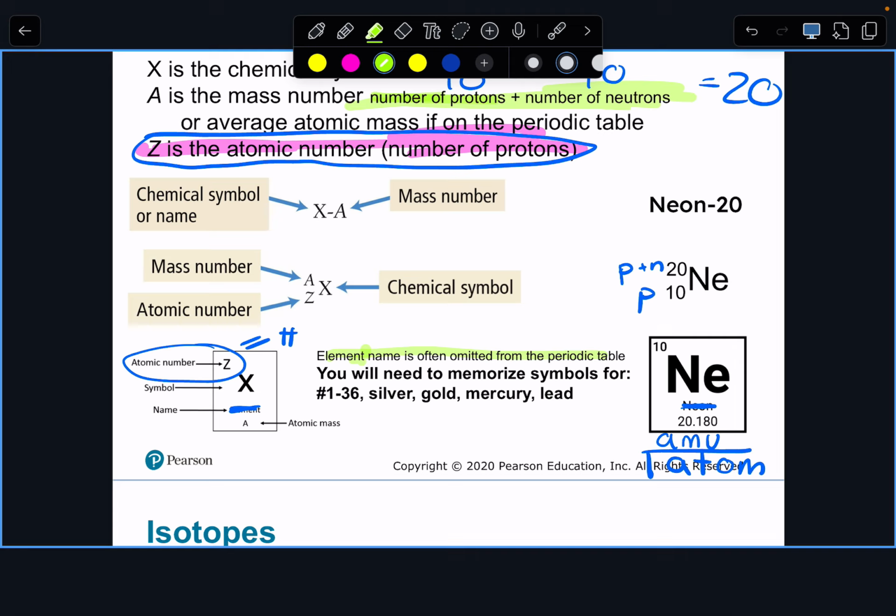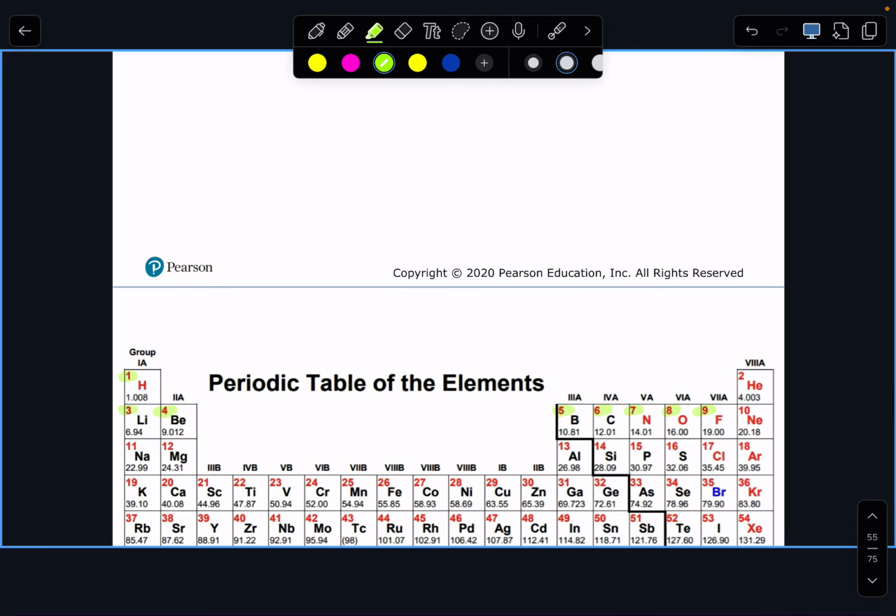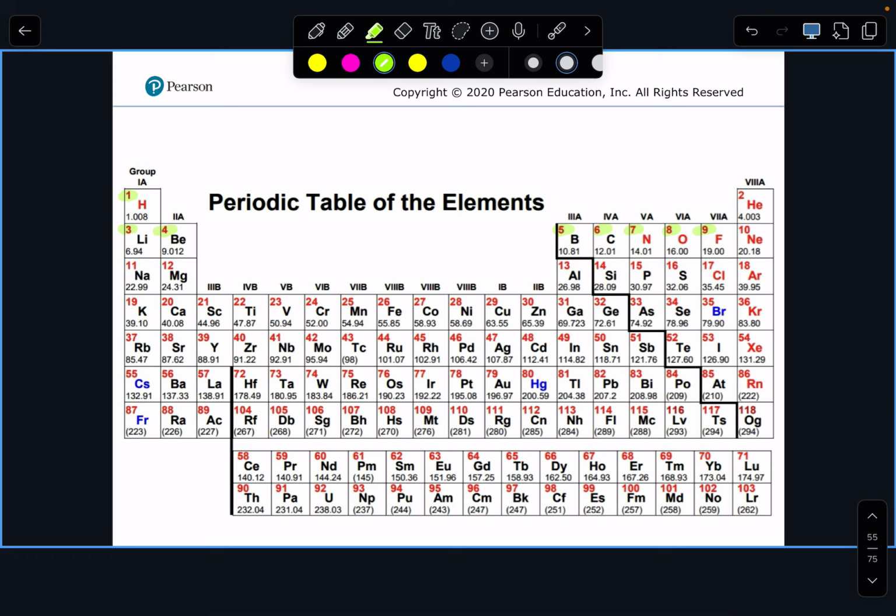So the ones that you'll have to have memorized are 1 through 36, silver, gold, mercury, and lead. So let me go over to the periodic table and just kind of highlight those again. You do not have to memorize any of the numbers. You will have this on every exam, a blank copy. So you don't have to memorize any numbers because they're literally all right there. What you need to know is how to tie the symbol to the correct element.